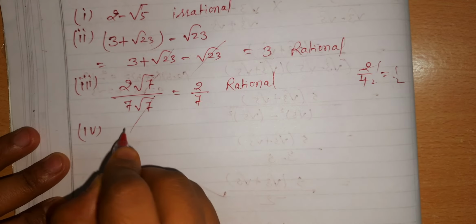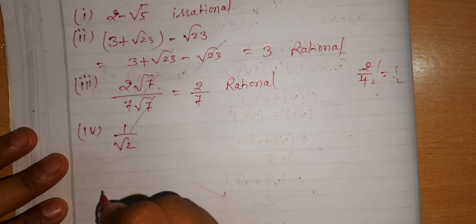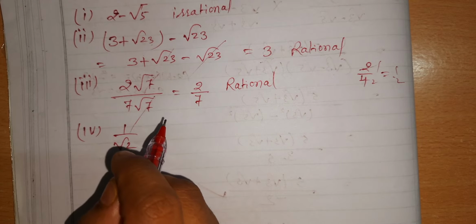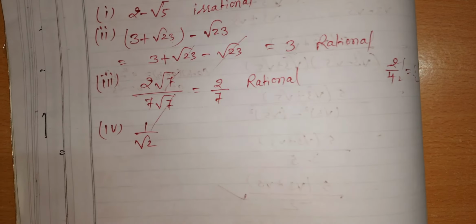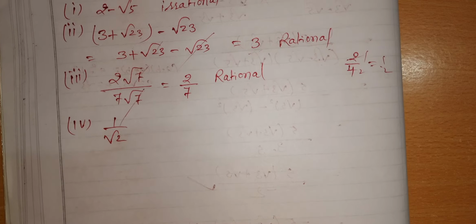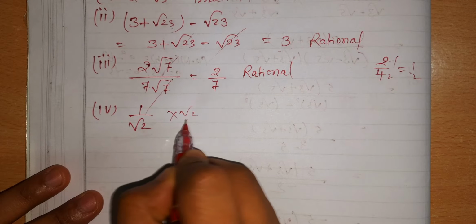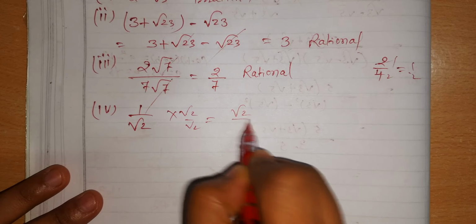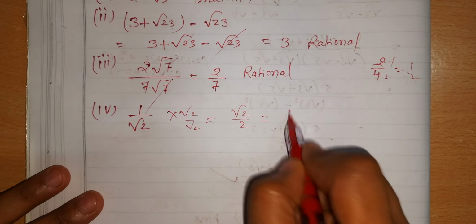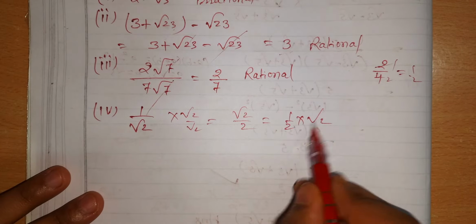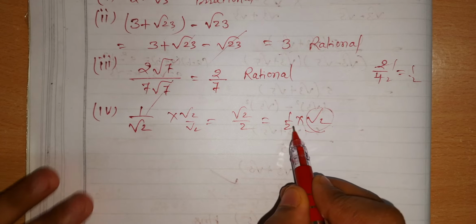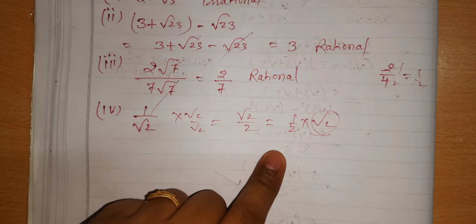Fourth is 1 by root 2. Now in 1 by root 2, this root 2 is an irrational number. If you rationalize the denominator, then also you will get root 2 by 2, which is nothing but 1 by 2 multiplied by root 2, and root 2 is irrational. Irrational multiplied by half is again irrational.